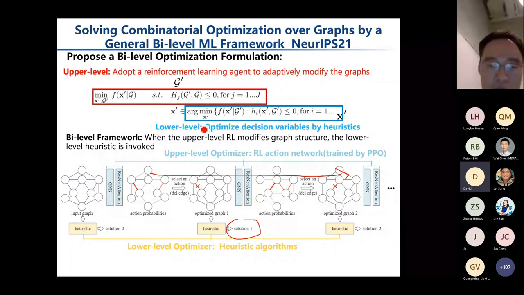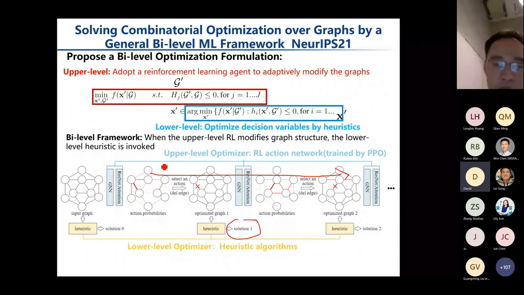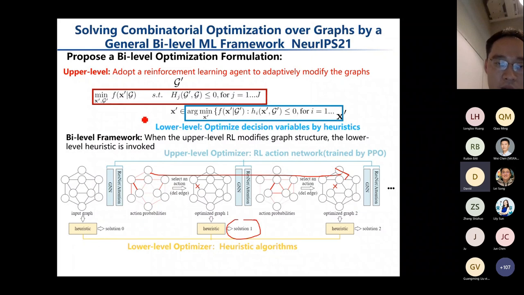The sub-function is to solve the problem, whether using an AI-based solver or a heuristic-based solver. And in the outer loop, we use reinforcement learning to modify the graph to get a better structure for solving. But one important thing to note is that we don't relax the real problem, because in many traditional approaches, we may relax the problem into the continuous space, then reproject the solution into a feasible one.